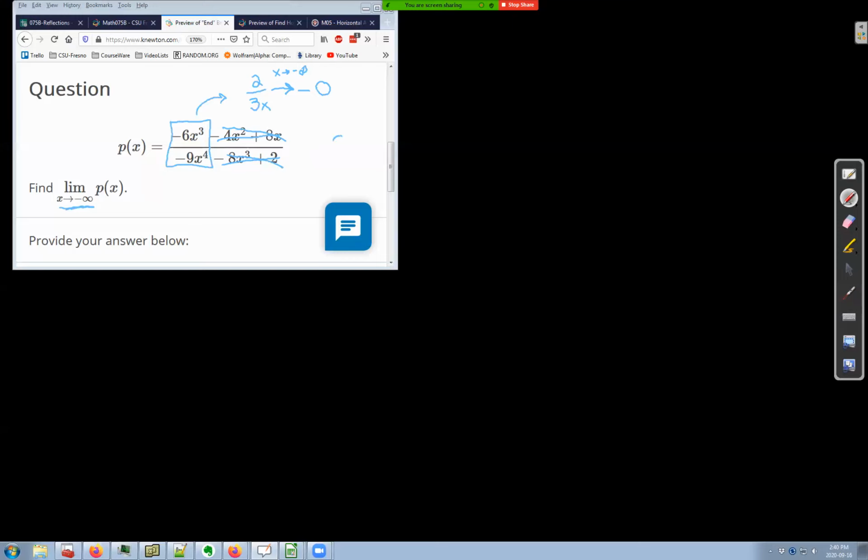So anyway, 0 would be my answer for the end behavior. In other words, this function has a horizontal asymptote at y equals 0.